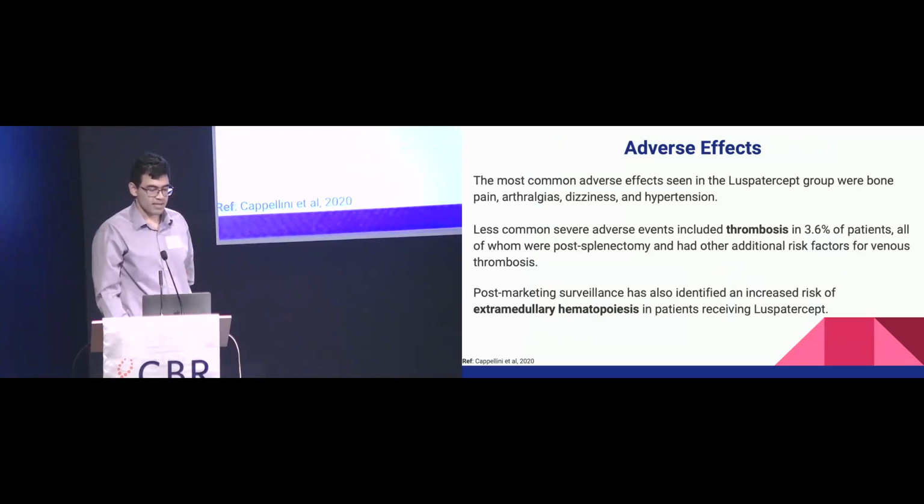The adverse effects were bone pain, as Ritika mentioned, arthralgias, so joint pains, dizziness, hypertension. Less common but severe adverse effects that we watch for now are thrombosis in around 3% of patients, although the caveat being that that happened in patients who had other risk factors for thrombosis. Post-marketing surveillance has also identified a risk of extramedullary hematopoiesis in patients receiving luspatercept. So that's something we watch for now as well.